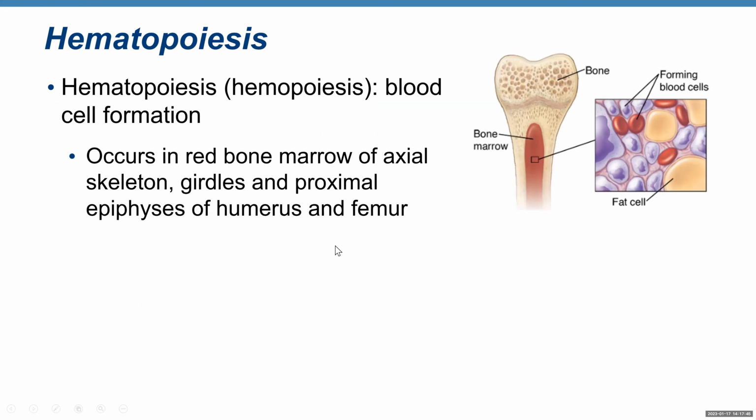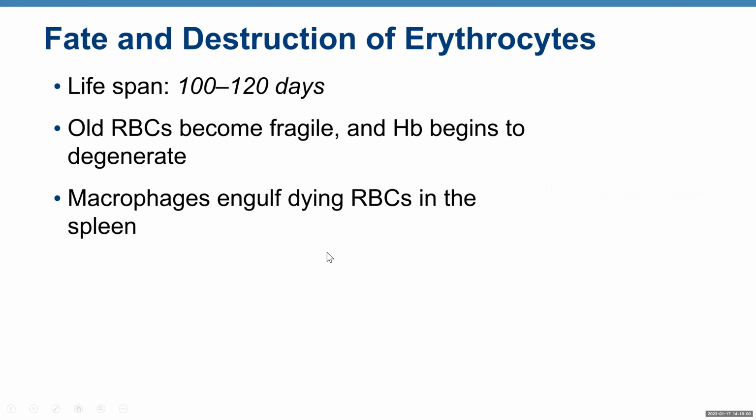Hematopoiesis is blood cell formation. It occurs in the red bone marrow of the axial skeleton, girdles, and proximal epiphysis of the humerus and femur. Fate and distribution of erythrocytes. The lifespan of erythrocytes is 100 to 120 days, so about 4 months. Old RBCs become fragile and hemoglobin begins to degenerate. Macrophages engulf dying RBCs in the spleen.